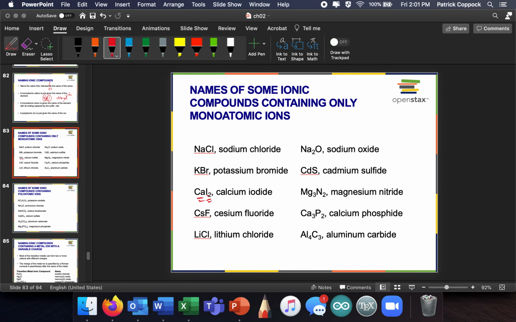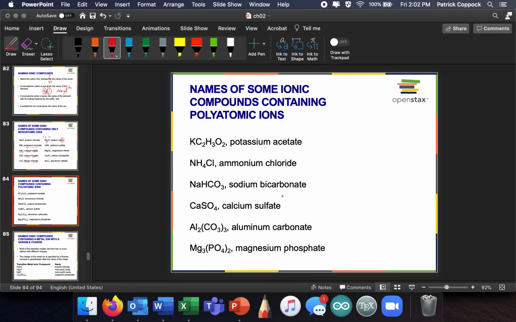Notice we don't even have to say 2. We don't have to say that, right? Because iodine is in group 17, which takes a charge of -1. Calcium takes a charge of +2. And so there must be 2 of these, right? So we don't even use that. We say simply calcium iodide, cesium fluoride, lithium chloride, sodium oxide, right? And we don't even have to say that there's 2 there. We know that there's 2 because this takes on a +1, so there must be 2 of them. And this takes on a -2. All right, cadmium sulfide and so on. So that's the name of some ionic compounds containing monatomic ions.